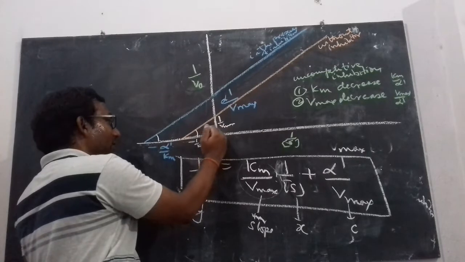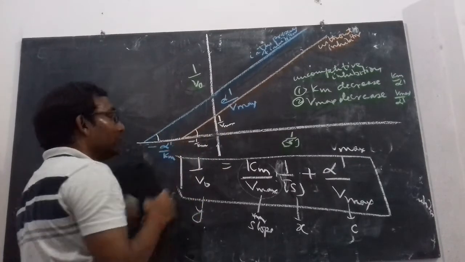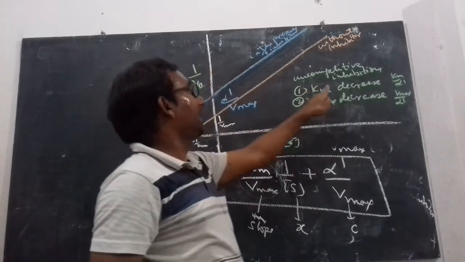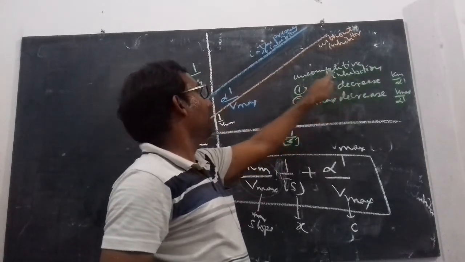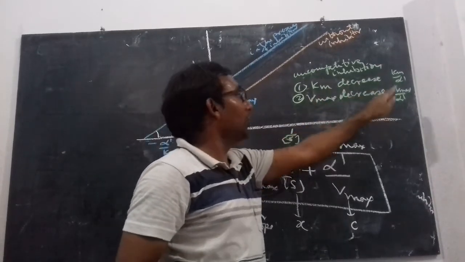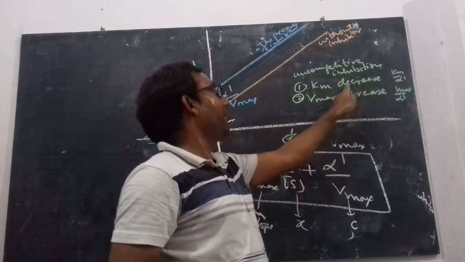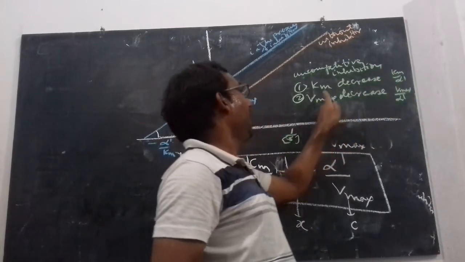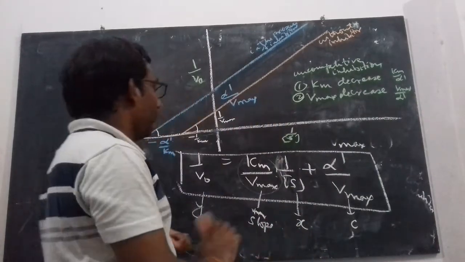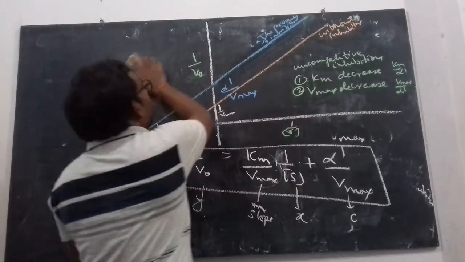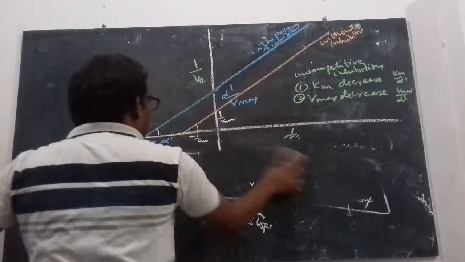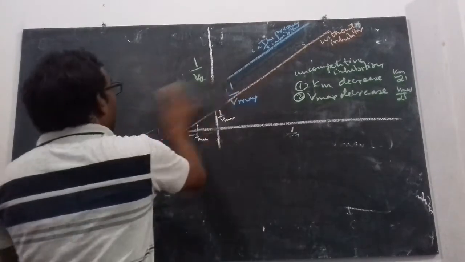This is the origin, you are going beyond the origin. So we have learned that Km decreases in case of uncompetitive inhibition, and Vmax also decreases. The new Km will become Km by alpha dash, a decreased value, and Vmax will become Vmax by alpha dash. So now we are done with uncompetitive inhibition.